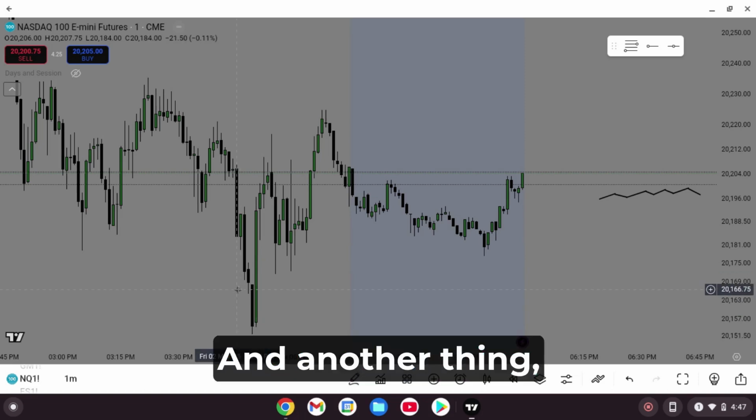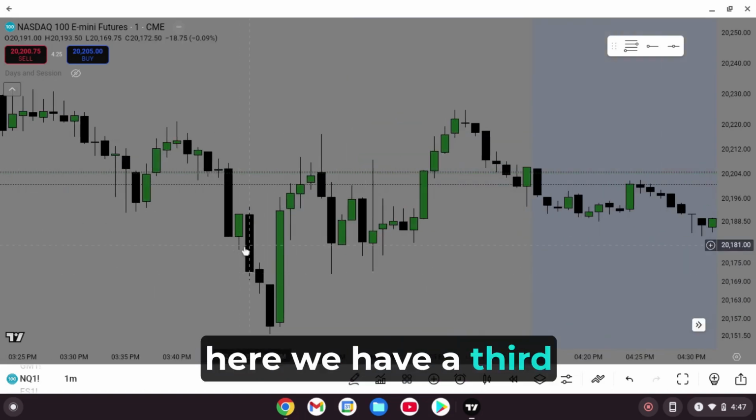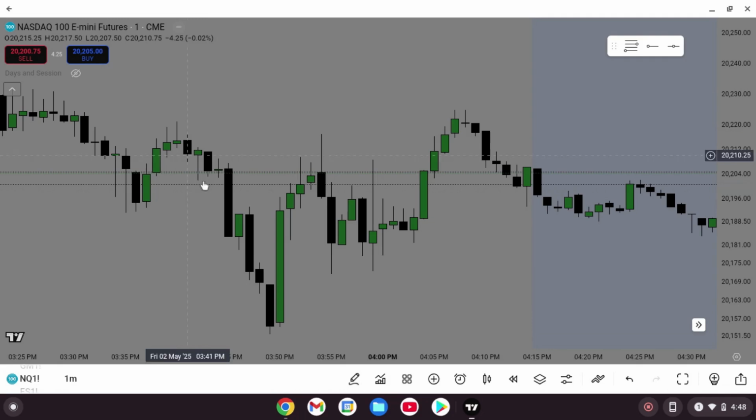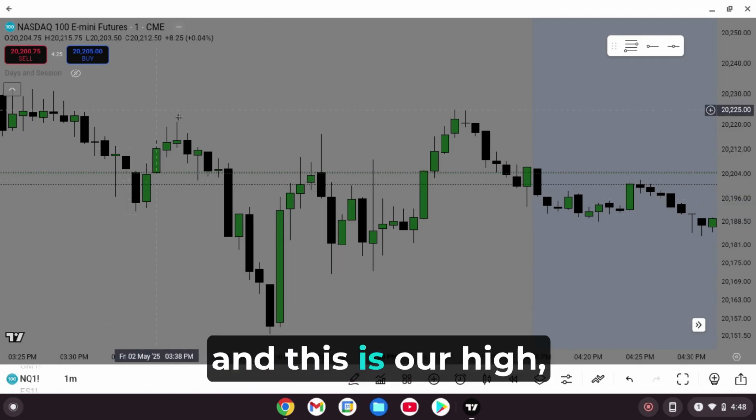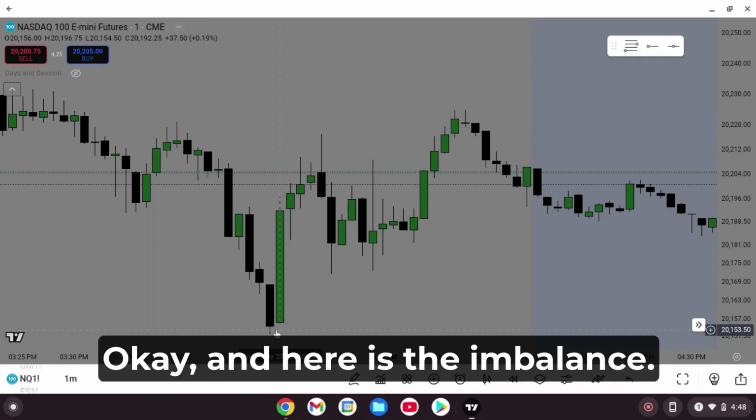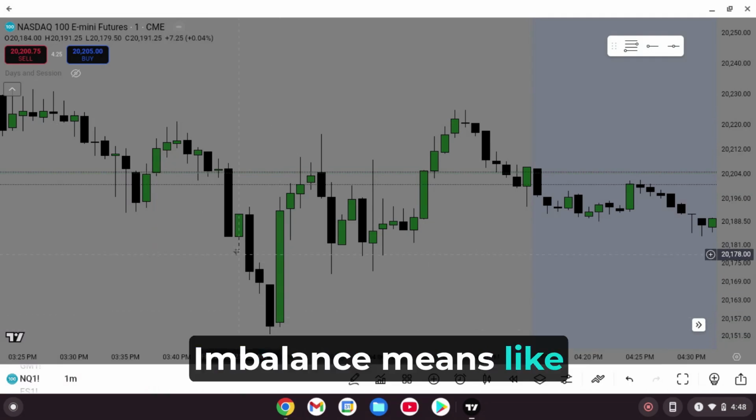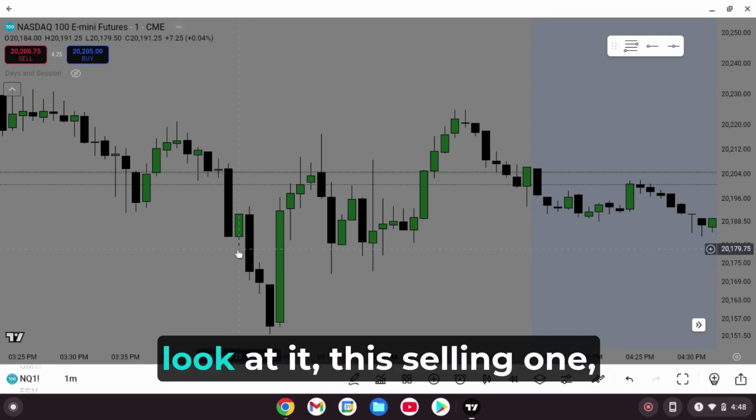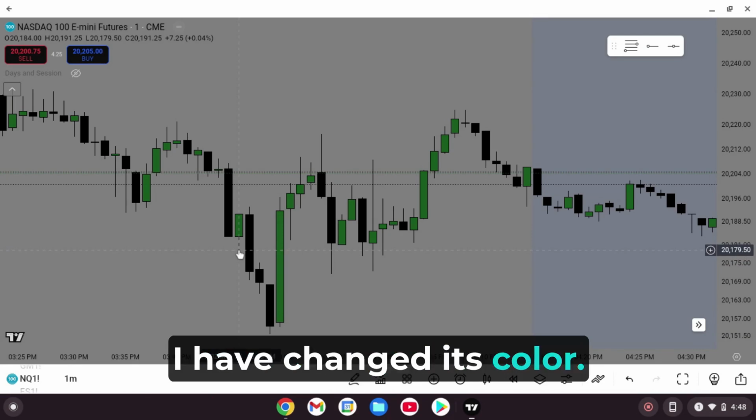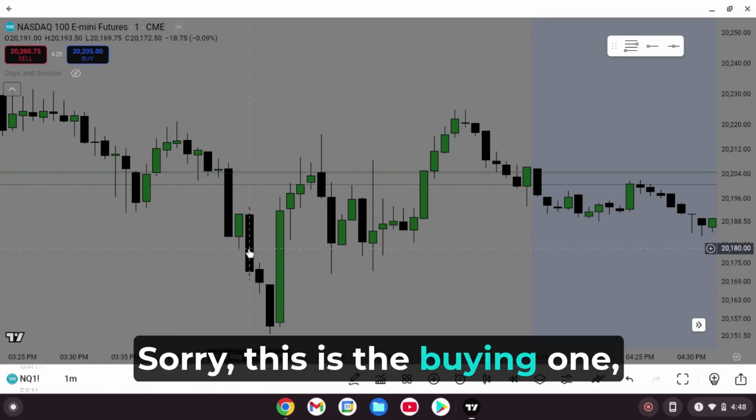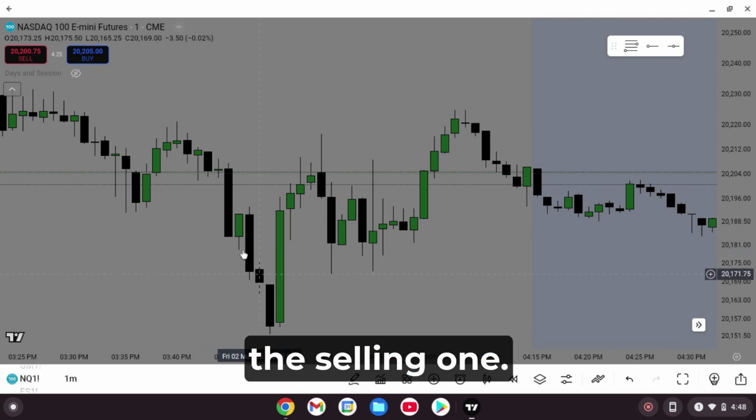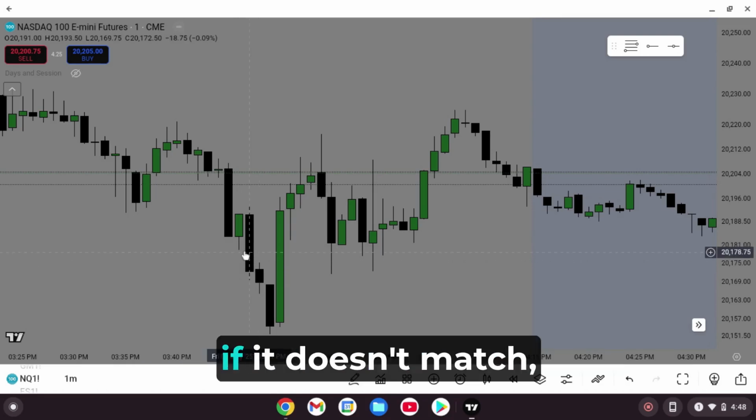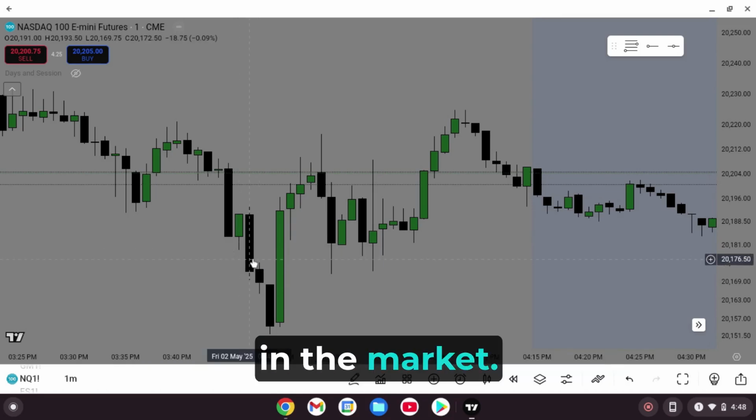And another thing, here we have a third example as well. Here, the market's last low was high, the next low was here, and this is our high, and this is our low. Okay, and here is the imbalance. Imbalance means any candle should have its wick matching. Like this first green candle, this buying one, and this black one is the selling one. And the third candle, its wick and the first candle's wick should match. If it doesn't match, then there is an imbalance in the market.